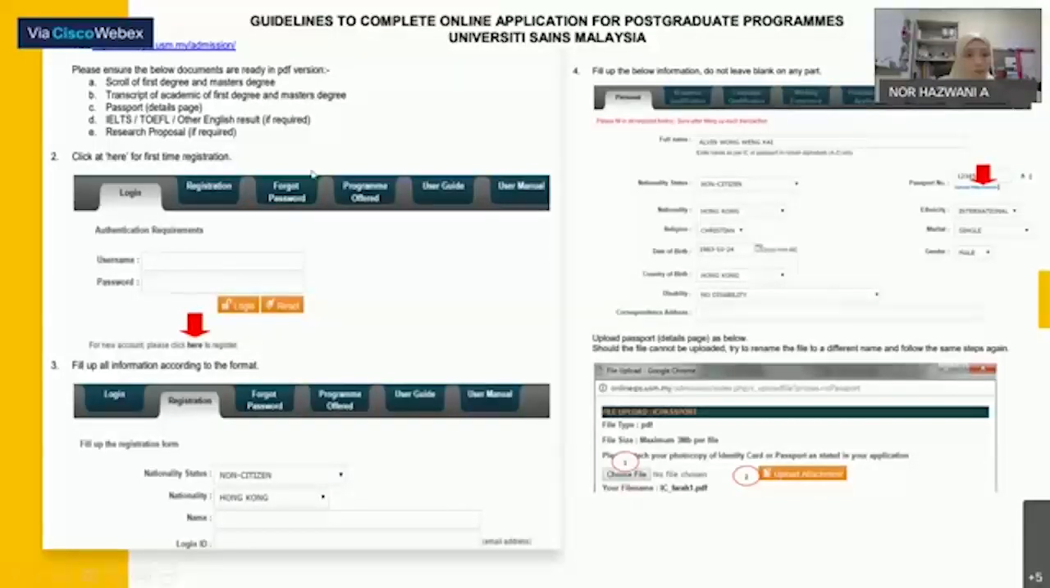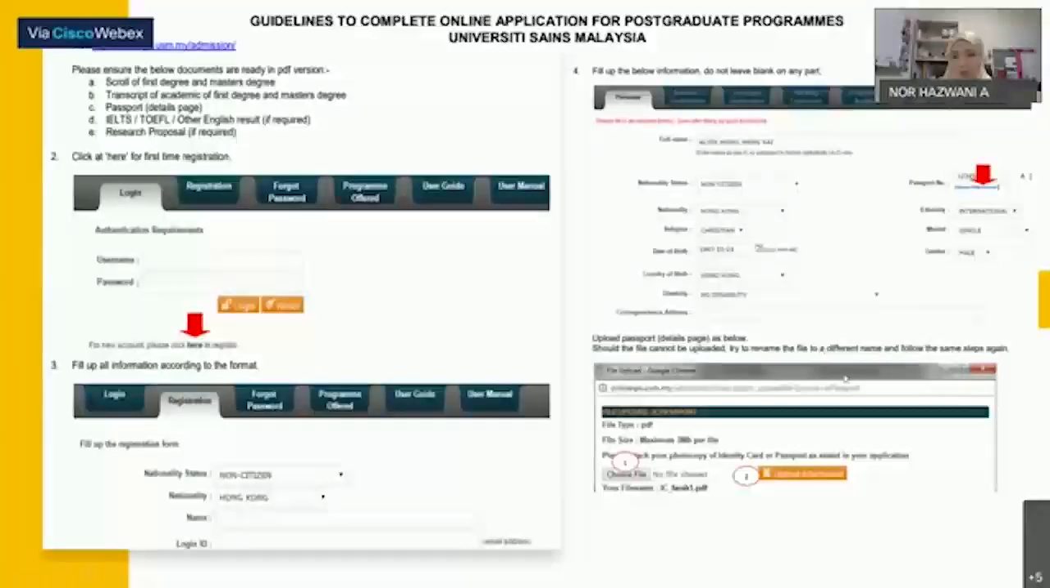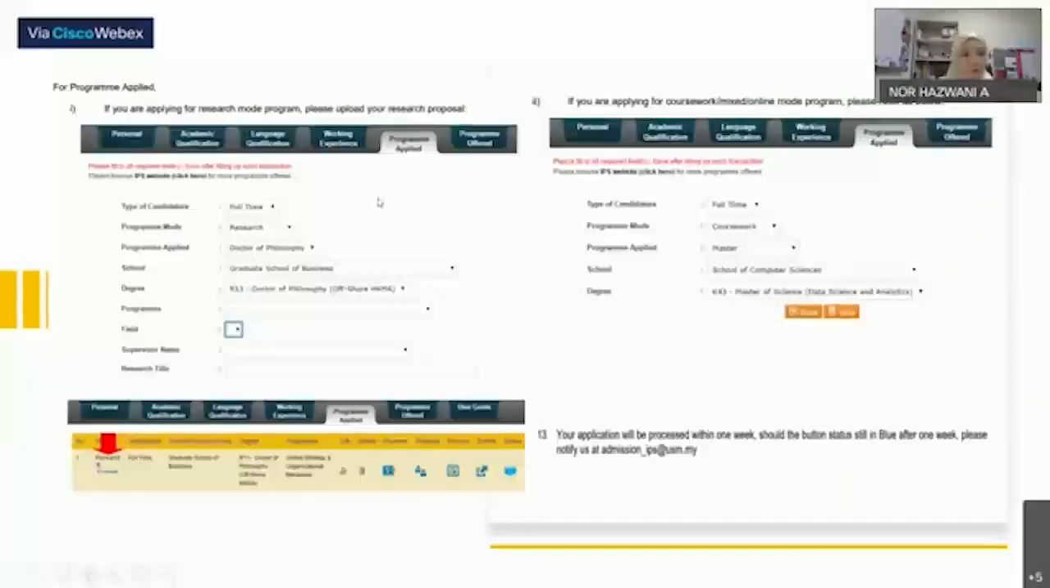Then you just have to click here to register, and fill up all information according to the format. Fill up the below information. Do not leave blank on any part. Nationality status, religion, date of birth, country of birth, disability, correspondence address, and then you have to upload the passport or IC. For the program applied section, there are many more steps, so I just skip all those things because it's very straightforward.